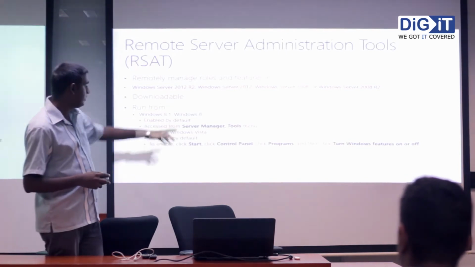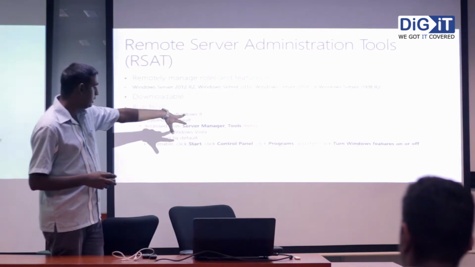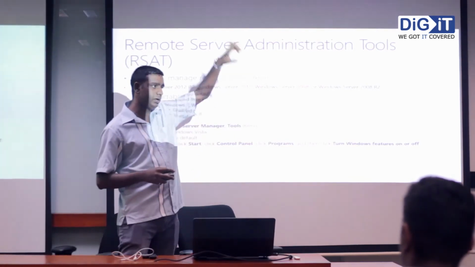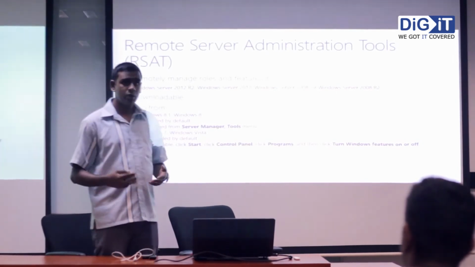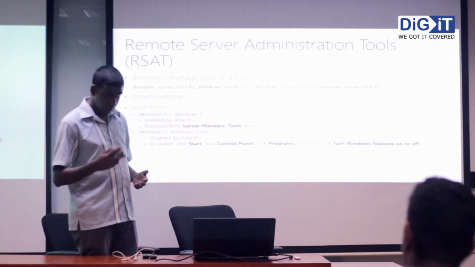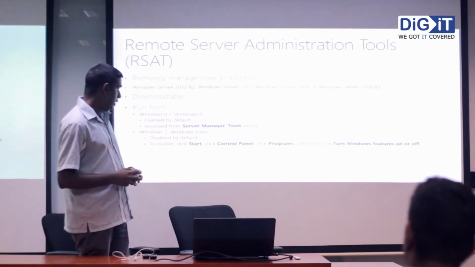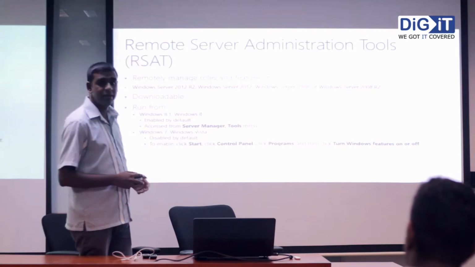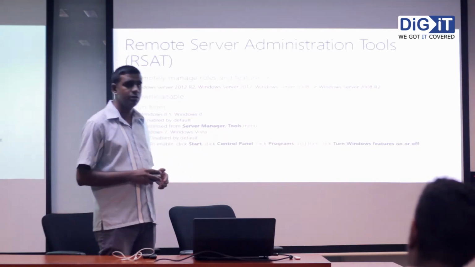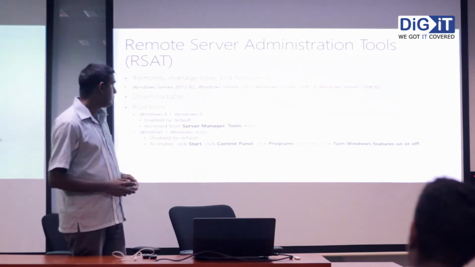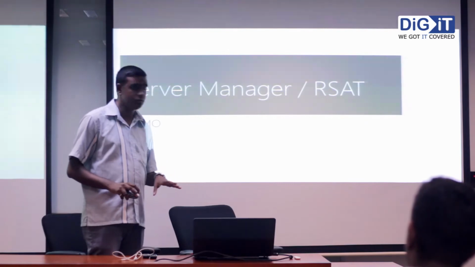You can access the tools from Server Manager. Open the Server Manager console, and there you have the Tools menu. You can open DHCP, DNS and whatnot, or you can go to Administrative Tools, and from there you can get everything that's there. It's disabled by default on 7 and XP, so you have to turn it on by going to the Control Panel.